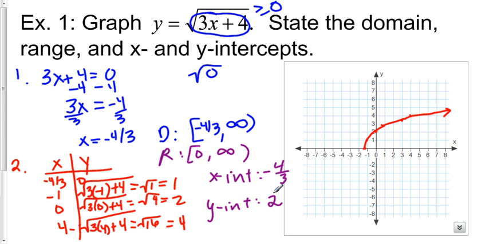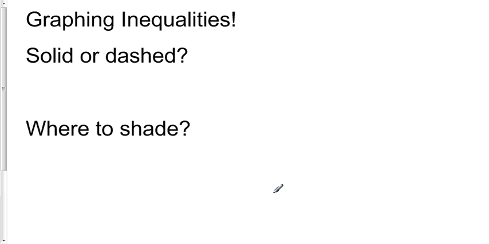The second objective is graphing inequalities, not linear inequalities, but any inequalities. We have to think about, is our line solid or dashed? And then where do you want to shade? So solid or dashed, we need to look at the symbol. If you see a greater than or equal to, or less than or equal to, we want to make our line solid to say that the points on the line are included.